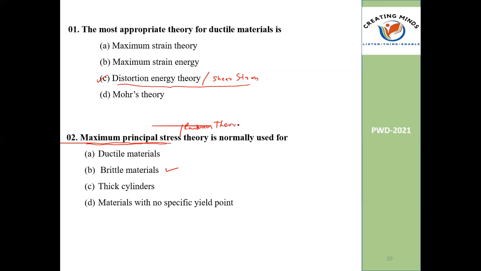For which type of material? Brittle materials, not ductile. We must be careful while identifying the answers. These questions look very simple, but if you make a mistake in one second without thinking, it may become wrong and you lose 0.5 marks. Clear? Any doubts?